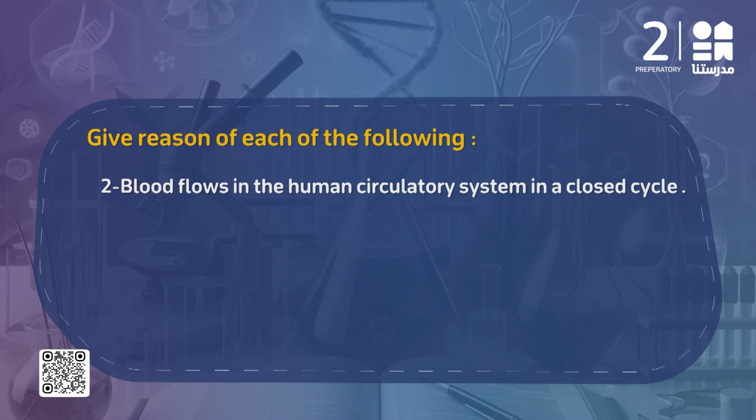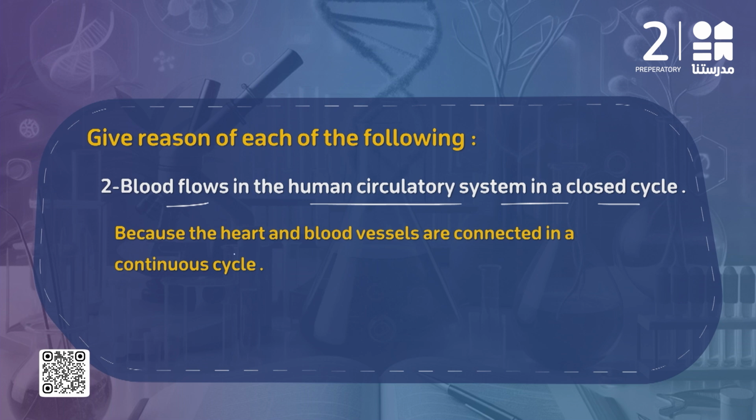Question number 2 says: blood flows in the human circulatory system in a closed cycle. So, because the heart and the blood vessels are connected in a continuous cycle. The heart pumps the blood, the blood moves through the blood vessels and returns back to the heart to be pumped again in a new cycle. All of this moves in a closed path.